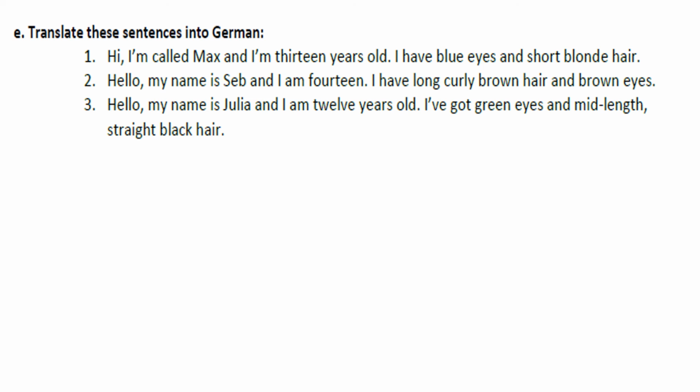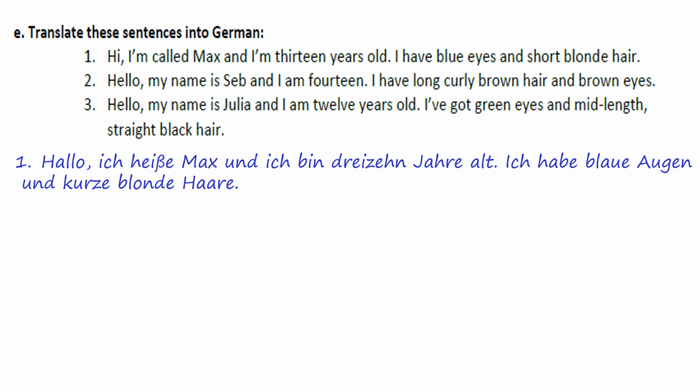So Nummer 1 is, hi, I'm called Max and I'm 13 years old. I have blue eyes and short blonde hair. The answer for that would be, hallo, ich heiße Max und ich bin 13 Jahre alt. Don't forget the Jahre needs a capital J because it's a noun. Ich habe blaue Augen und kurze blonde Haare.